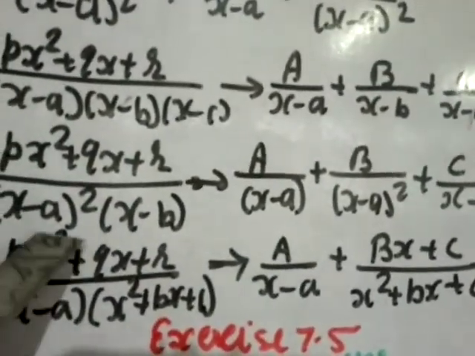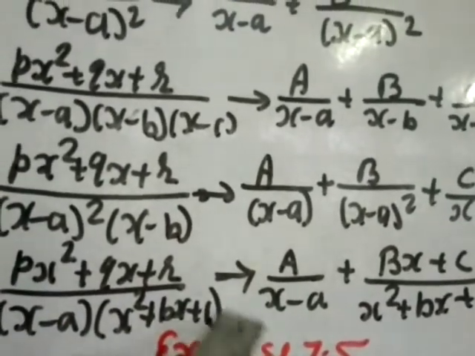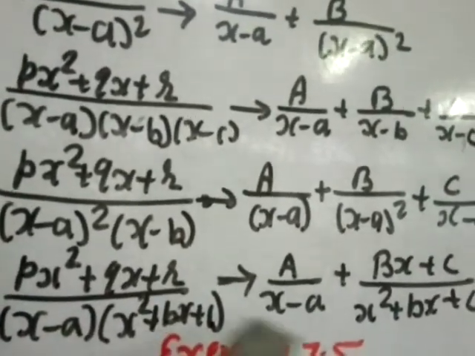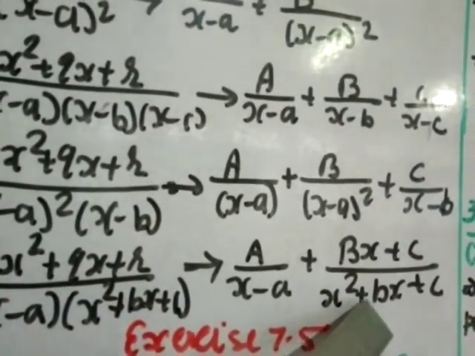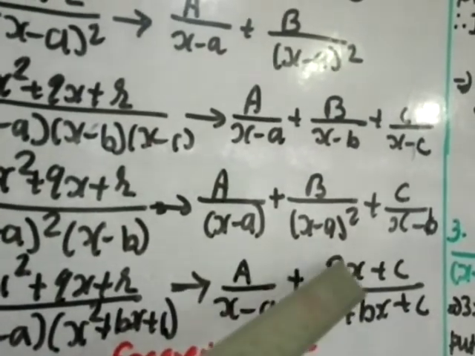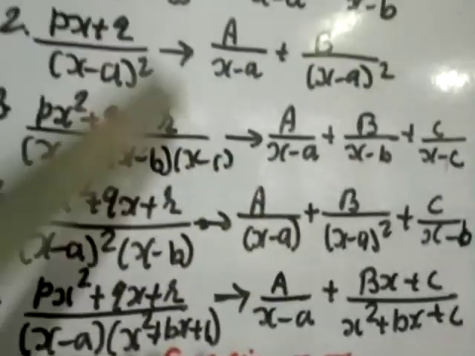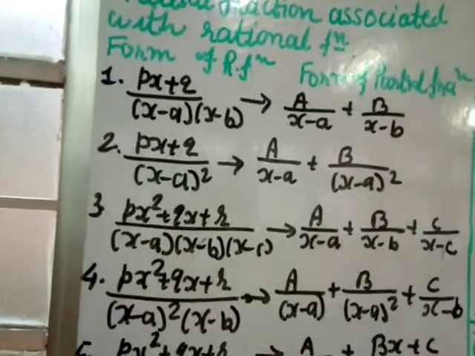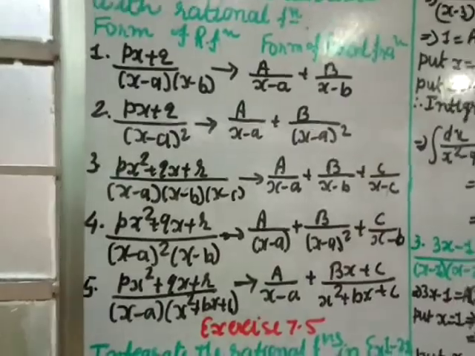Then the last one is (px square plus qx plus r) divided by (x minus a)(x square plus bx plus c). Here we cannot factorize this further, so we have to use this way: a divided by (x minus a) plus (bx plus c) divided by (x square plus bx plus c). That means the power of this numerator should be 1 less than the denominator. They should be proper rational functions. So these are the 5 ways of substituting the rational form into partial fractions. We shall use this and calculate exercise 7.5.